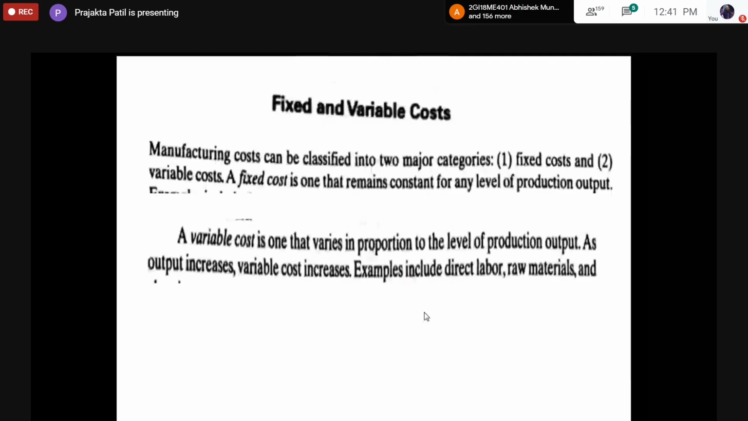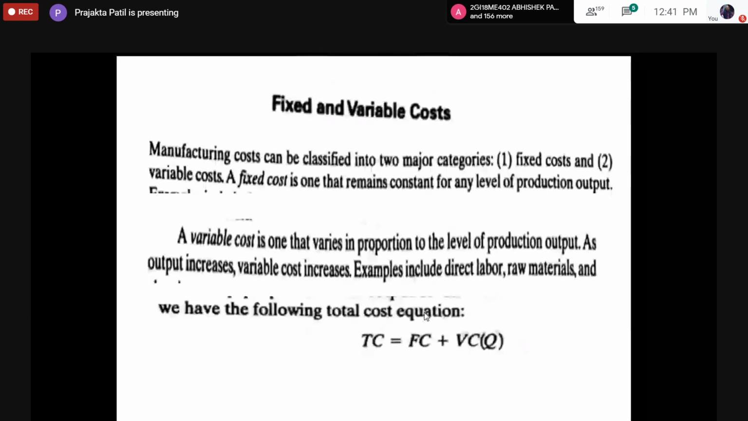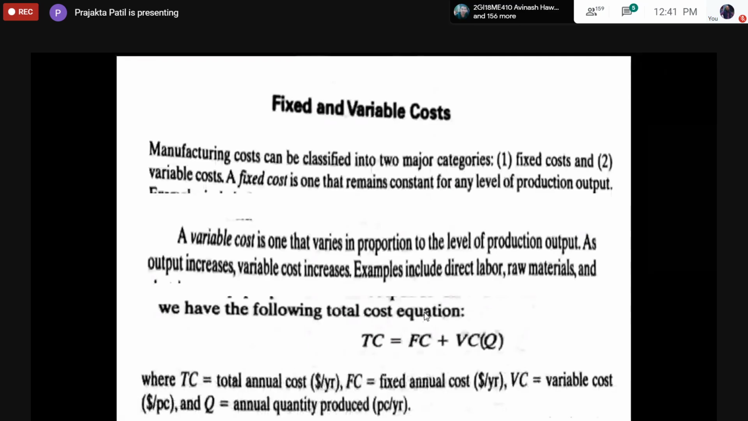Okay, so fixed cost is one which does not depend on the output, and variable cost is one which depends on the output. So when these fixed and variable costs are added, we get the total cost equation, which is given by TC = FC + VC × Q. That is, total cost is equal to fixed cost plus variable cost into the quantity. Here, TC is total cost.